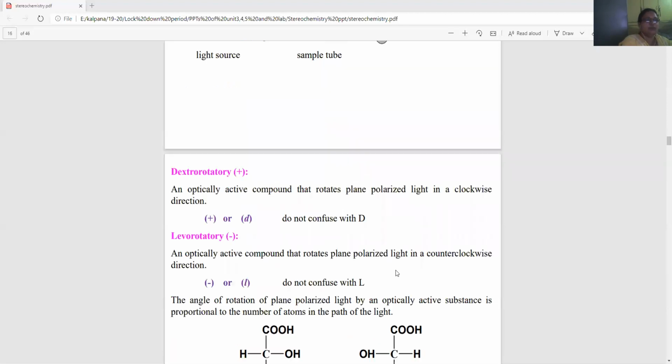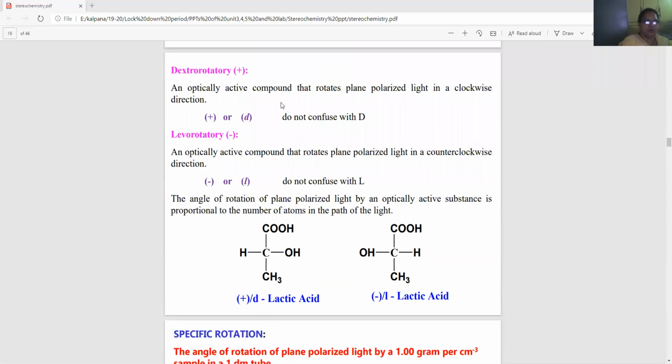If the optically active compound rotates the plane polarized light in a clockwise direction, then it is called plus or small d. Please don't get confused with the capital D. We are going to deal with capital D also in our coming classes. So it is represented as plus or d, that is small d.